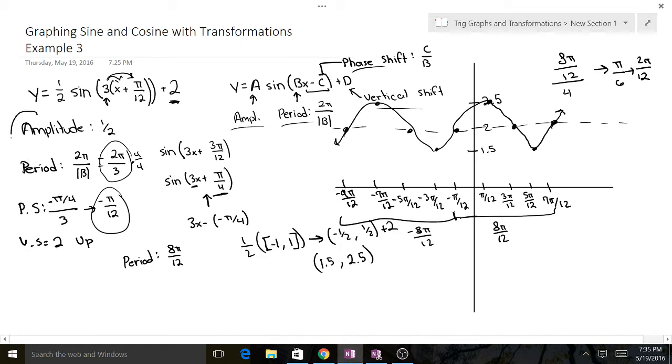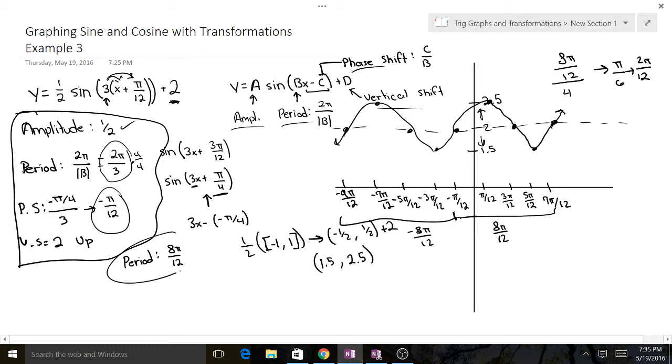And now we can check through. Make sure we did all of those things. Is the amplitude 1/2? Does it go 1/2 up here, 1/2 down here? Check. It does. Period. Is the period 2 pi over 3 units, which we figured out was 8 pi over 12? Is the period 8 pi over 12? Well, we went from negative pi over 12 to 7 pi over 12. Looks like 8 pi over 12 to me, so that's a check.